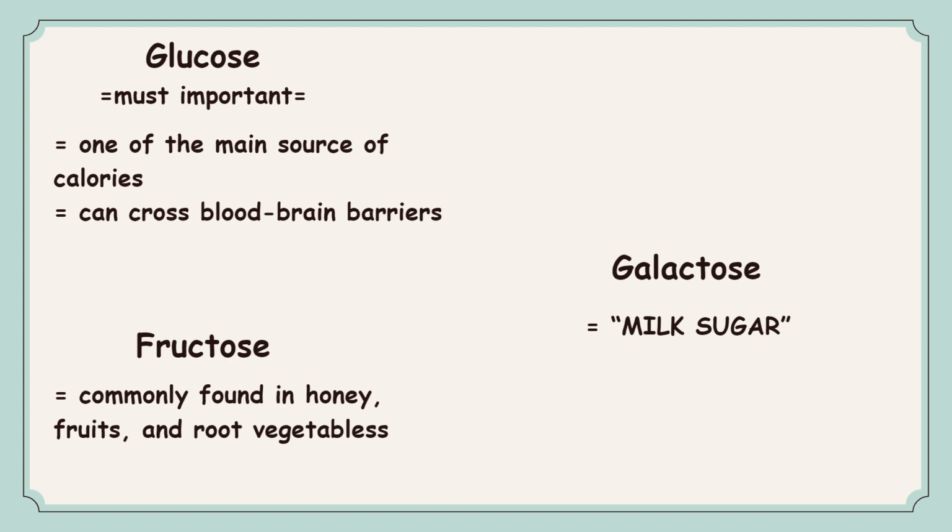The most significant member of the sugar family is glucose. A monosaccharide, it can pass through the blood-brain barrier and supply the brain with energy, making it one of the body's primary sources of calories. Fructose is another type of monosaccharide that is frequently present in fruits, root vegetables, and honey. Lastly, there is galactose, also referred to as milk sugar, which is also a monosaccharide.